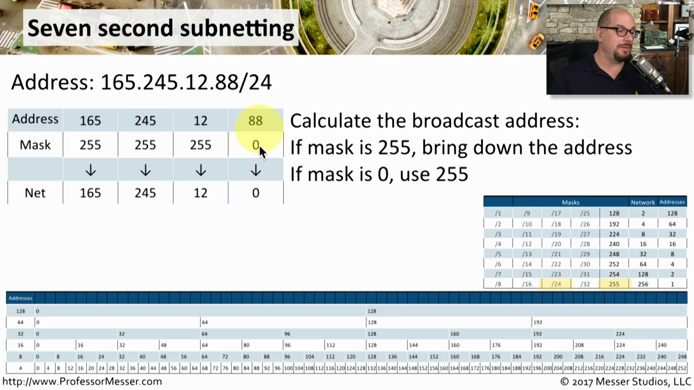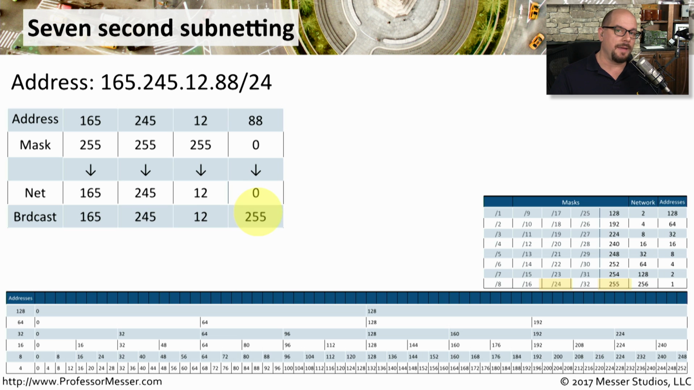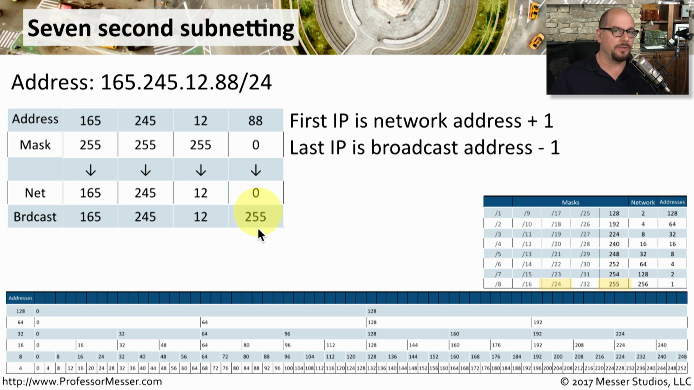But if the mask is 0, we make that value a 255 instead of a 0. So that means our broadcast address is 165.245.12.255. Now, the process of determining the first usable IP address and the last usable IP address is simply adding a 1 and subtracting a 1.